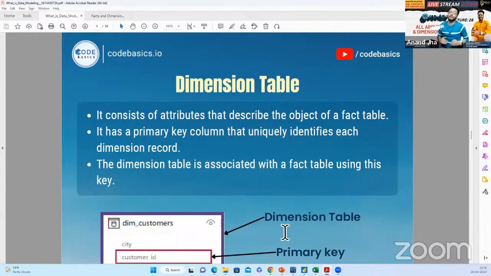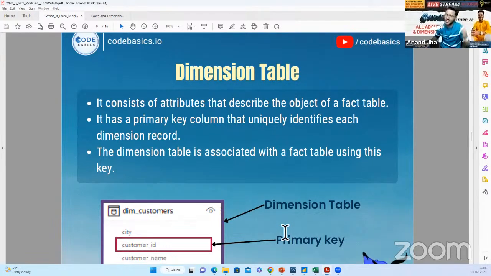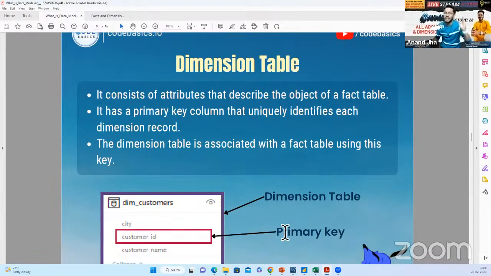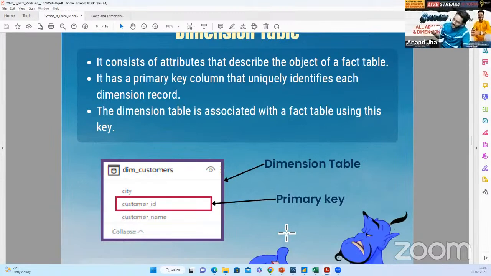A dimension table consists of attributes that describe the object of a fact table. It has a primary key column that uniquely identifies each dimensional record. The dimension table is associated with the fact table using this key. Only one key will be there, of course a primary key, but that's not the case with the fact table. The fact table will have a composite primary key, which acts on two different columns. All the static tables you create, say for example a country table, will have only one column, one field, which uniquely defines records in a table, which will be a primary key.